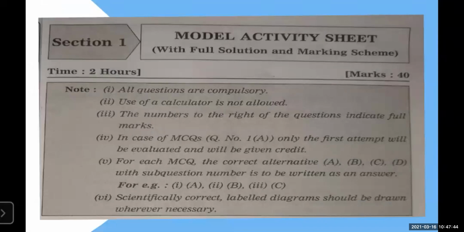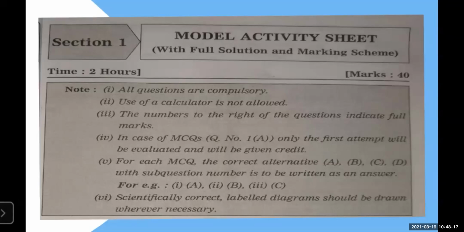Okay, that you have to follow. All questions are compulsory. Use of calculator is not allowed. You cannot take a calculator inside the examination hall, and mobiles are not allowed. The numbers to the right of the questions indicate full marks. Whatever marks are given on the right hand side indicate the full marks of the question allotted.